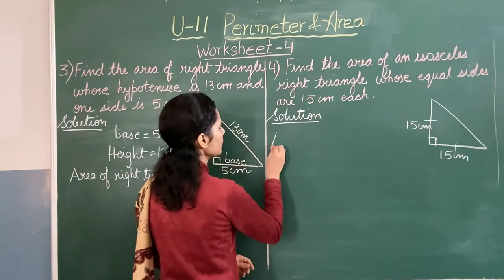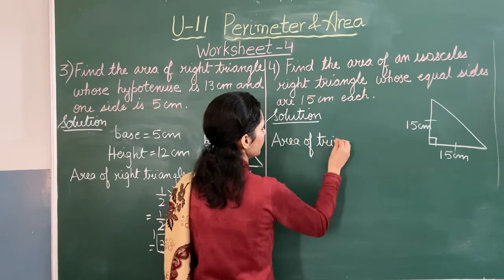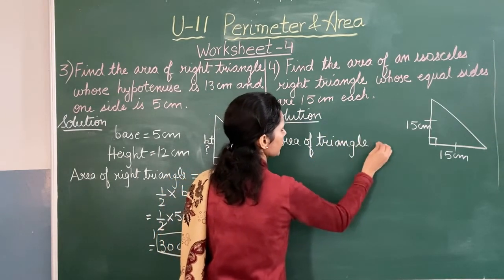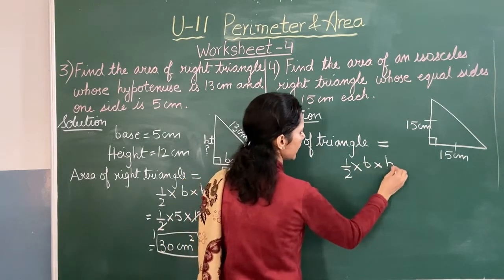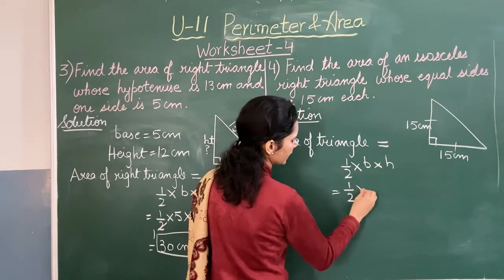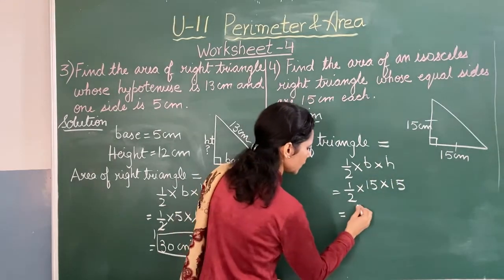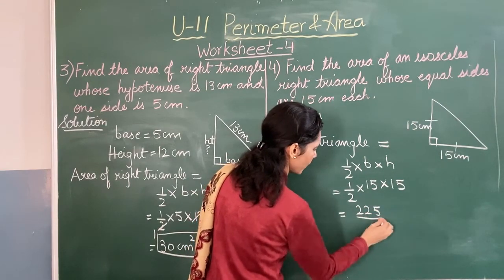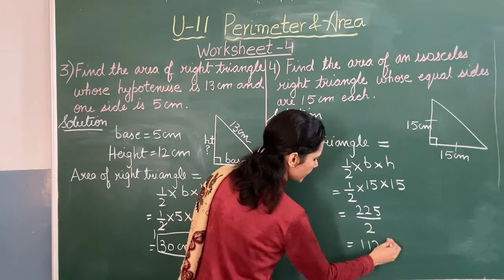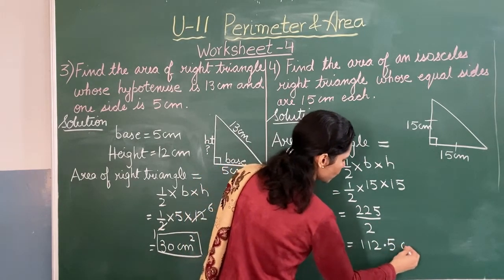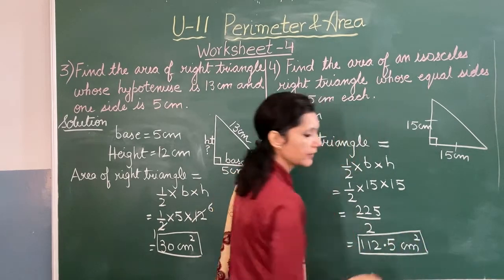So now that we know the base and height, we can find out the area of the triangle by applying the formula. Area of triangle is equal to half into base into height, which is equal to half into 15 into 15, which is 225 upon 2. Let's divide it by 2. This becomes 112.5 square centimeters as the area of the right triangle.